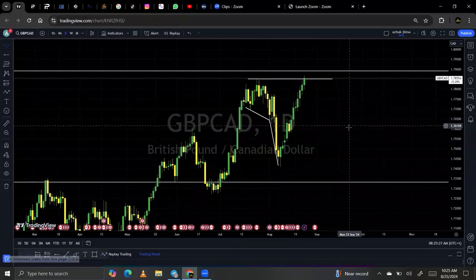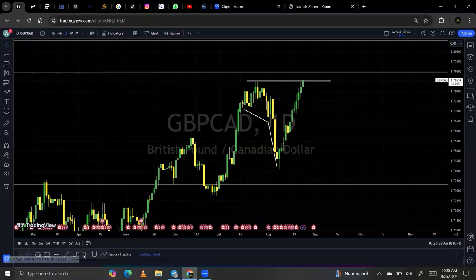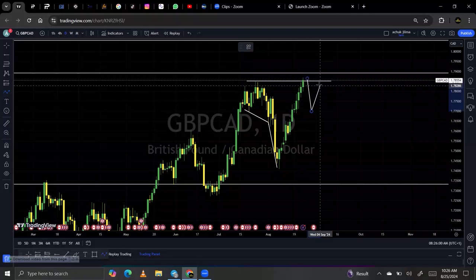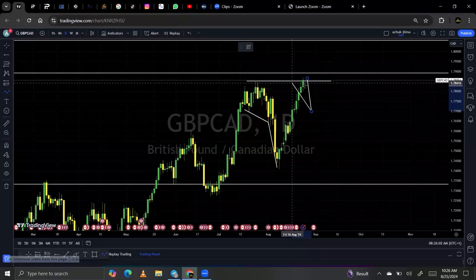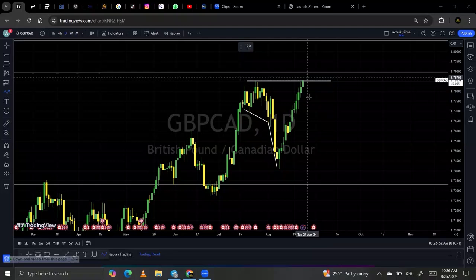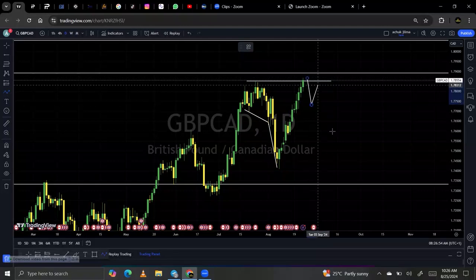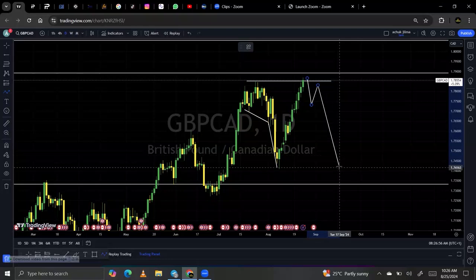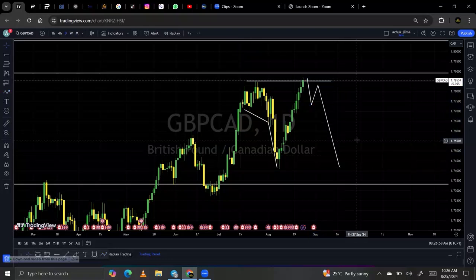So the moment we have this, all we need to do next is to wait and see if price pulls back into this area and we have a strong break, and then it is retested. So a strong break into this area here, then we can take a trade on the retest and then we'll target this first low. So that's what we want to see on GBPCAD.